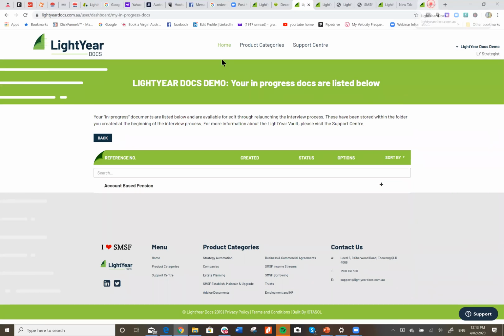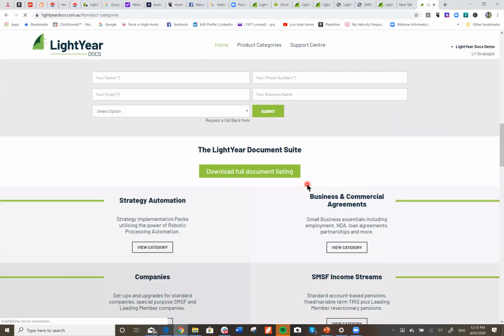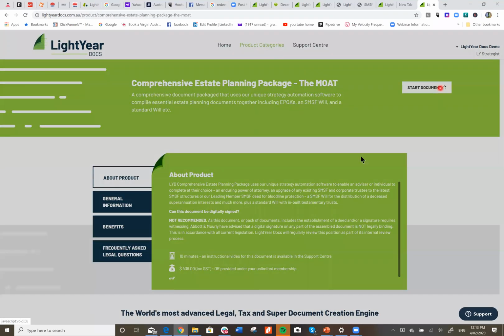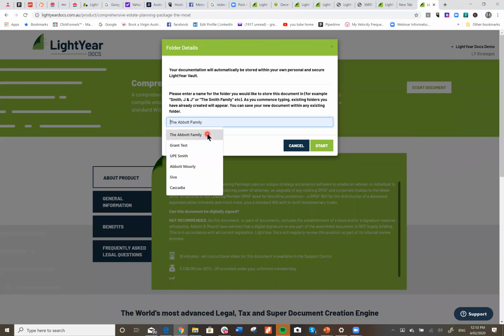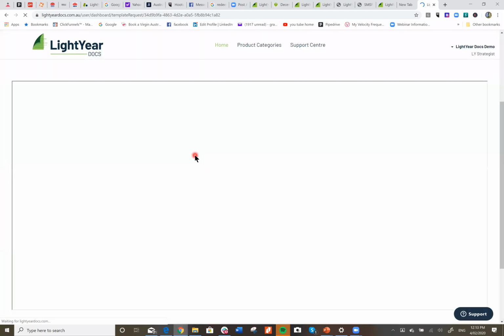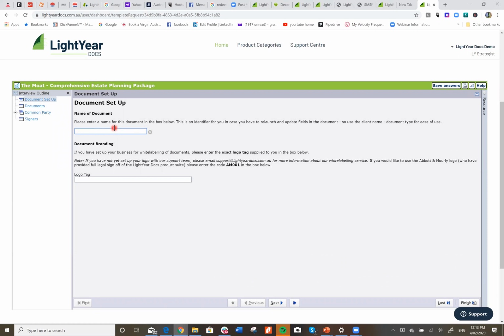So I'm going to go in and build you a moat, product categories. I'm going to go straight down to estate planning. Remember, there's a whole hour video on this. We go down and we can see the comprehensive estate planning package, the moat. I'm going to build this for the Abbott-Family, so I'll call it the Abbott moat. That's just punching out. This is a big one you're going to see. I'm going to do it generally. I will want to do the legal sign-off because you'll see why in a second.